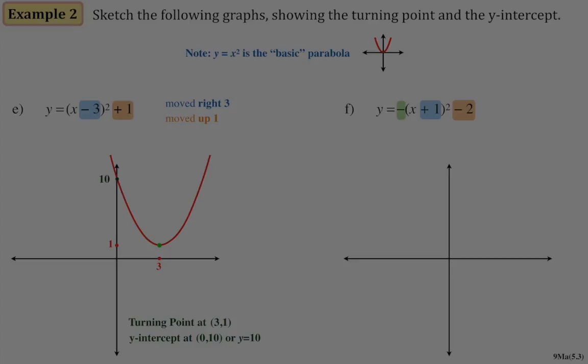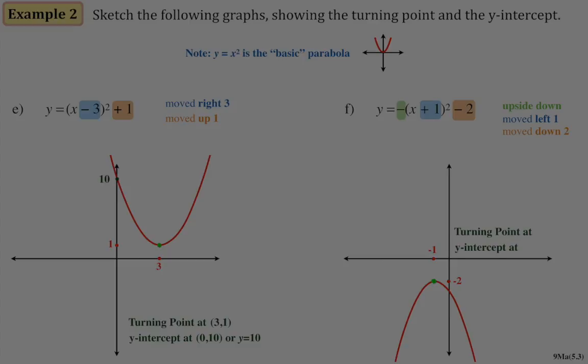Well, there's three things that are happening here. That minus means the graph will be upside down. Because there's brackets, we've got left or right movement. Because there's a +1 in the bracket, it always goes the opposite direction for some reason. It's -1, so it's left 1 unit. And this -2 on the end means the graph is pushed down 2 units. So normally you'd start at 0, 0, but this one's moved left 1 and down 2. So start at 0, 0, left 1 and down 2, and then you draw an upside down parabola. So that's my point there, left 1, down 2.